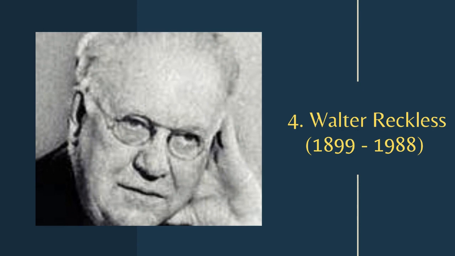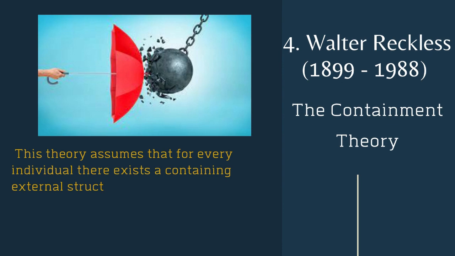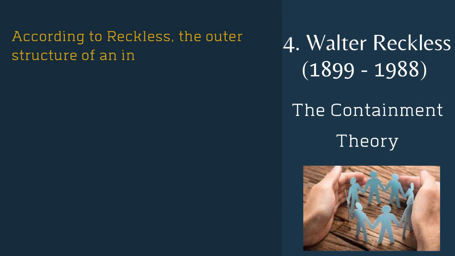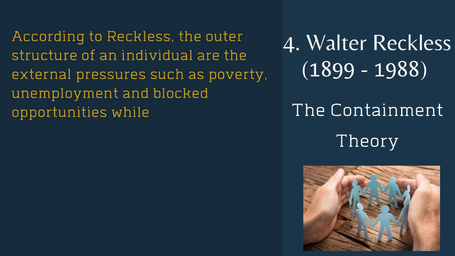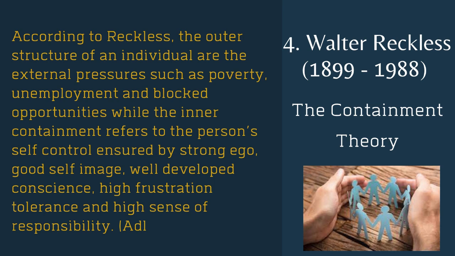4. Walter Reckless, 1899-1988, The Containment Theory. This theory assumes that for every individual there exists a containing external structure and a protective internal structure, both of which provide defense, protection or insulation against crime or delinquency. According to Reckless, the outer structure of an individual are the external pressures such as poverty, unemployment and blocked opportunities, while the inner containment refers to the person's self-control ensured by strong ego, good self-image, well-developed conscience, high frustration tolerance and high sense of responsibility.